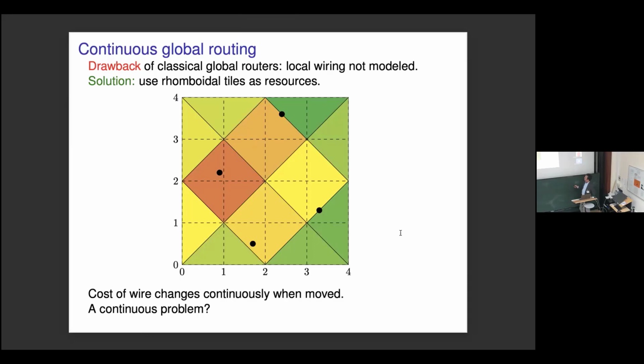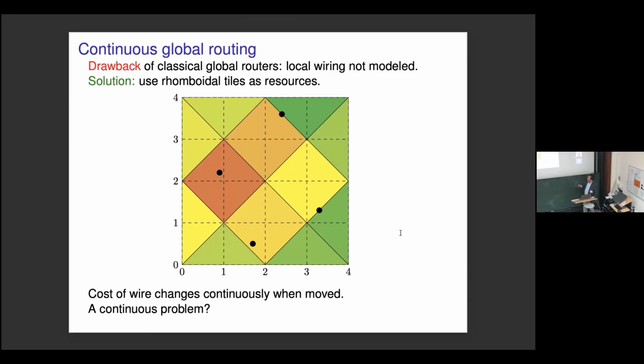So this would be one tile that is red, that has a pretty high price at the moment, for example. This has a bit lower price, green is very low. And here you have some pins, and now you connect the pins at their exact positions. You don't forget where they are. And you want to find routes here in this plane. So it's a continuous problem.